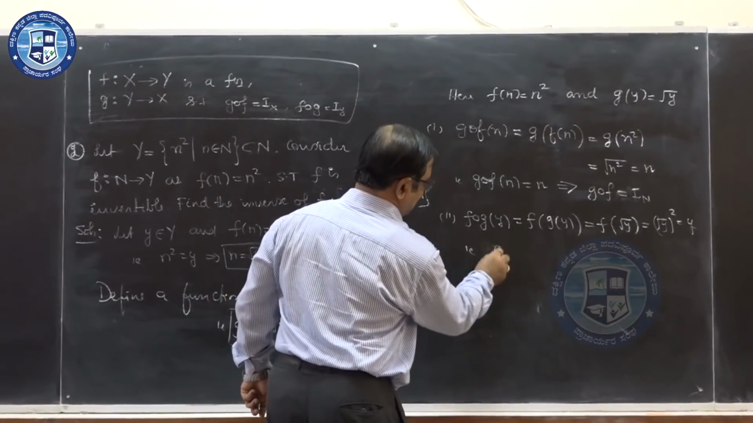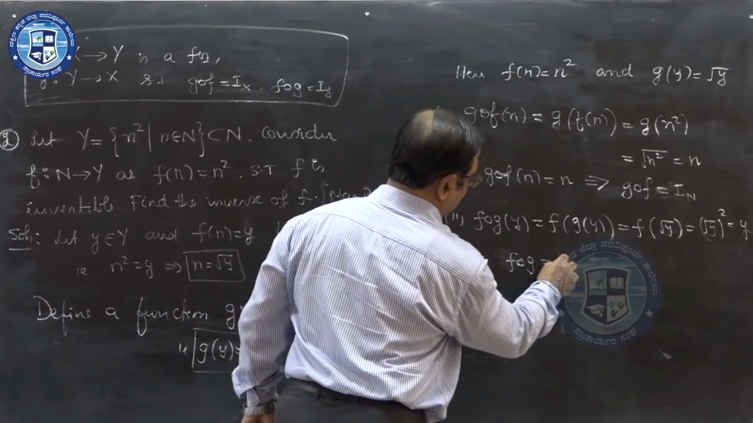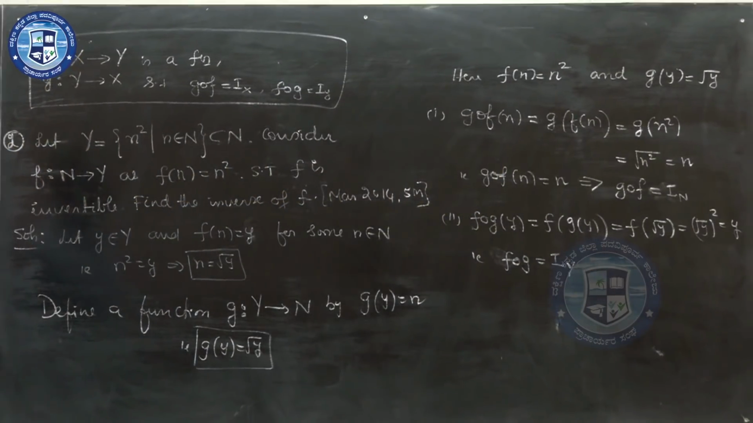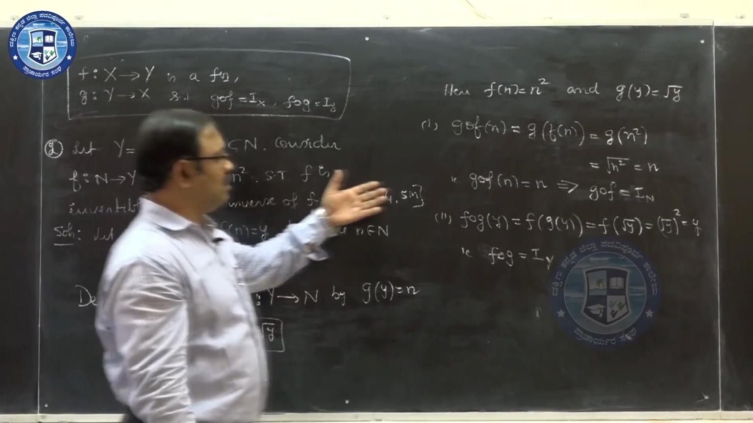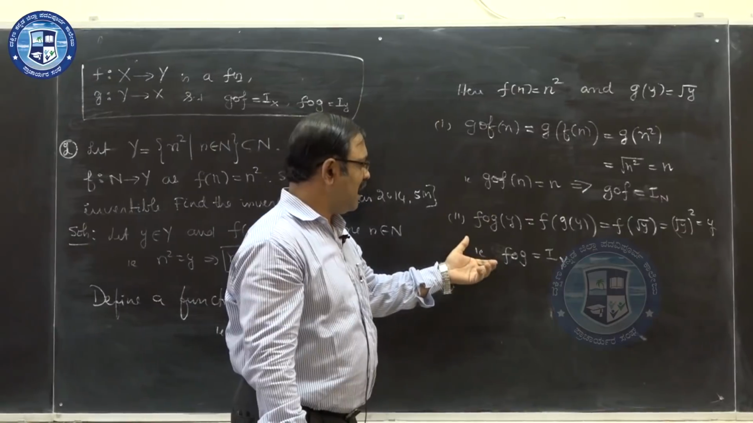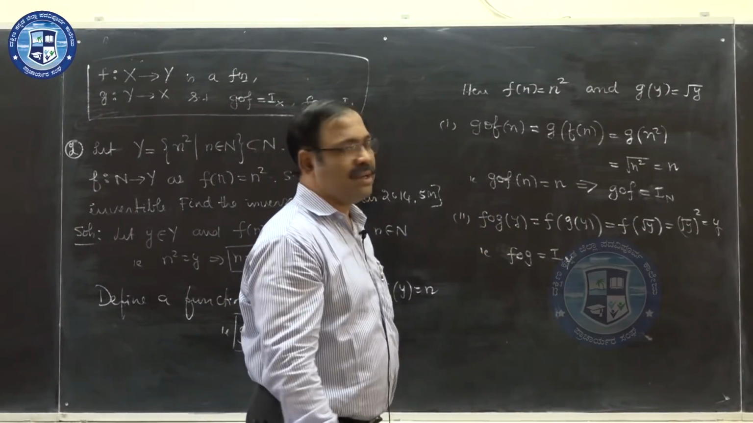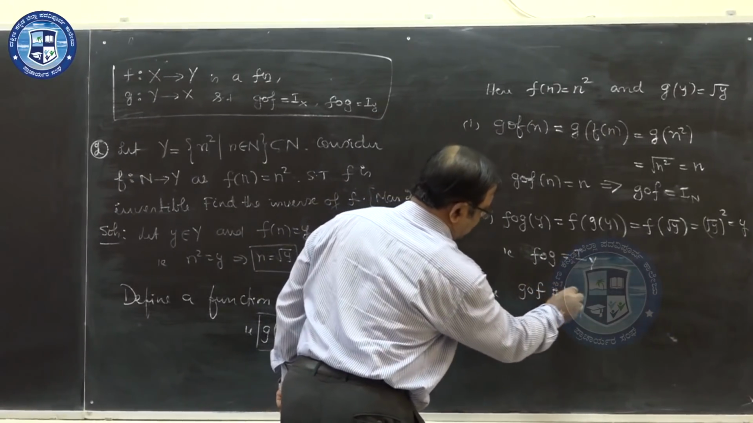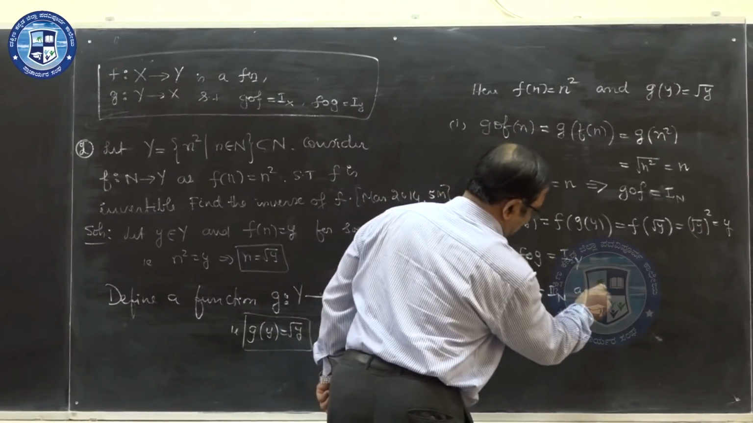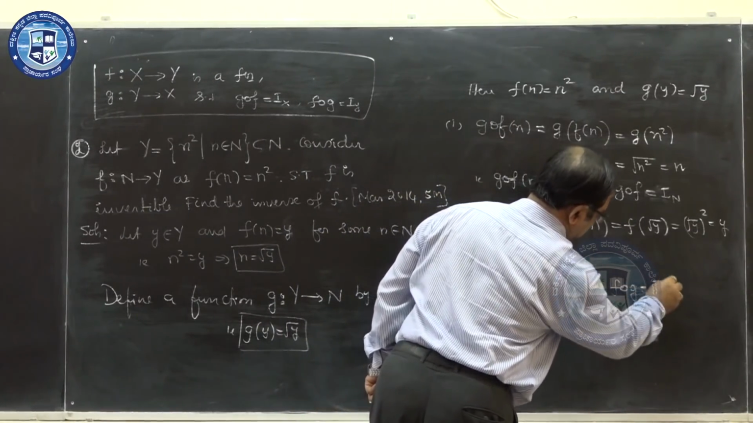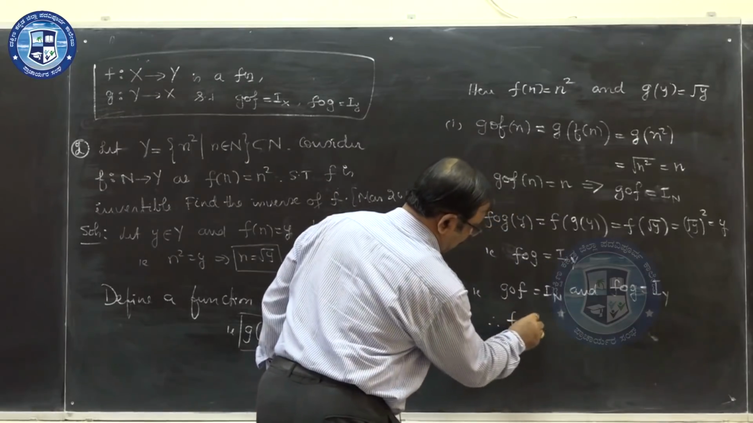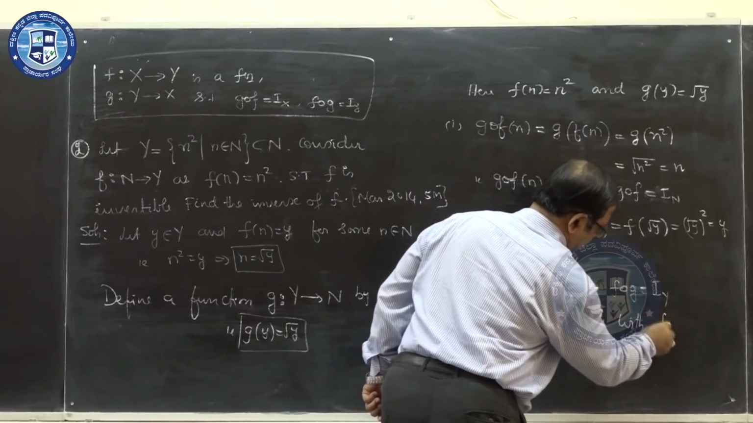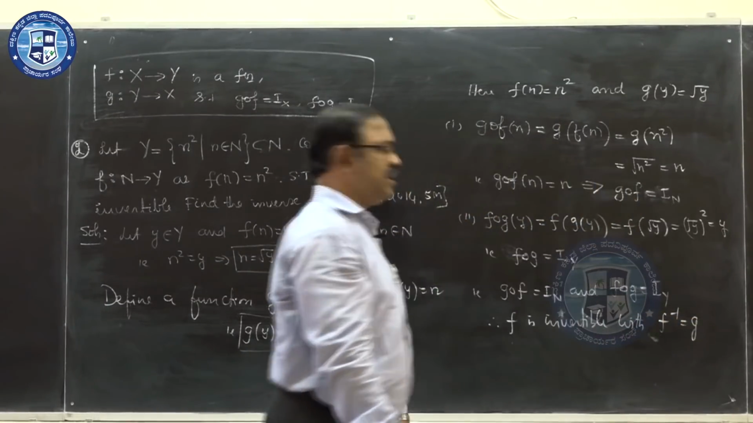Therefore it is the same as f composite g is equal to I_Y. Thus I have proved that both g composite f and f composite g are identities: g composite f is I_N and f composite g is I_Y. Therefore f is invertible with f inverse equal to g.